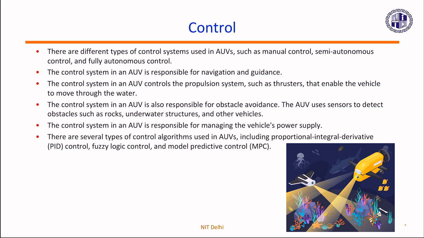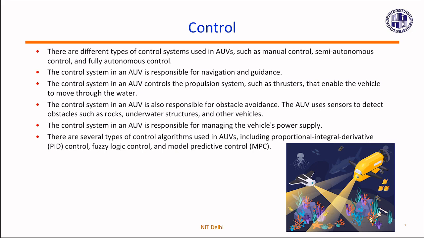In manual control, a human operator controls the AUV using a remote control or joystick. In semi-autonomous control, the EUV can perform some tasks autonomously while the human operator can still intervene and control the vehicle. In fully autonomous control, the EUV can operate independently without any human intervention.